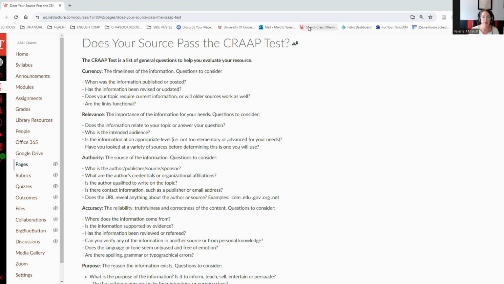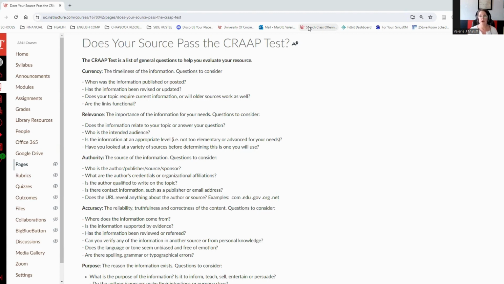Has the information been reviewed or refereed? If you are reading an academic or scholarly article, chances are pretty good that it's been reviewed by somebody other than just an editor, and it's been refereed probably by either a panel or a team of their peers, and it's gone through a whole lengthy process prior to being published in the journal. Can you verify any of the other information that you found in other sources or from your own personal knowledge? That is very, very important.